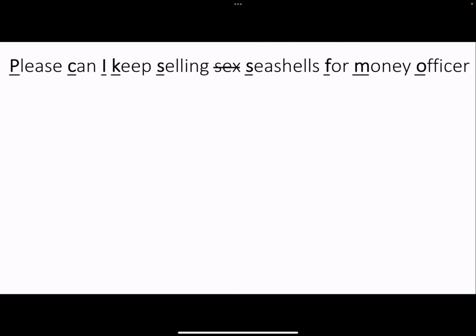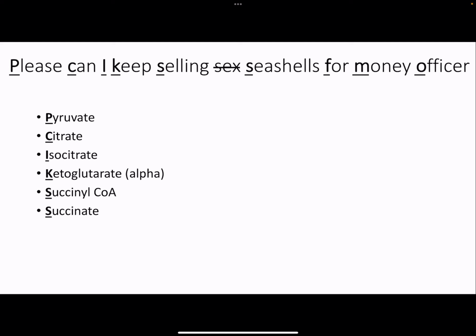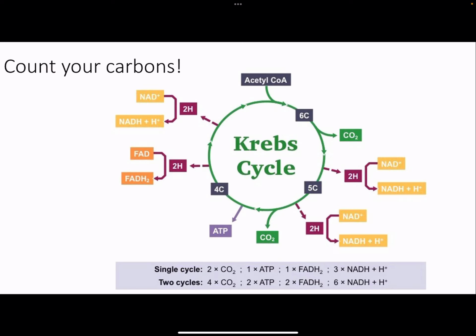I know that's a lot, and I went pretty quickly. So please, can I keep selling seashells for money, officer? Pyruvate, citrate, isocitrate, alpha ketoglutarate, succinyl-CoA, succinate, fumarate, malate, oxaloacetate. Technically, it's pyruvate, then acetyl-CoA. So sometimes I think of it like, please, can I keep selling seashells for money, officer?